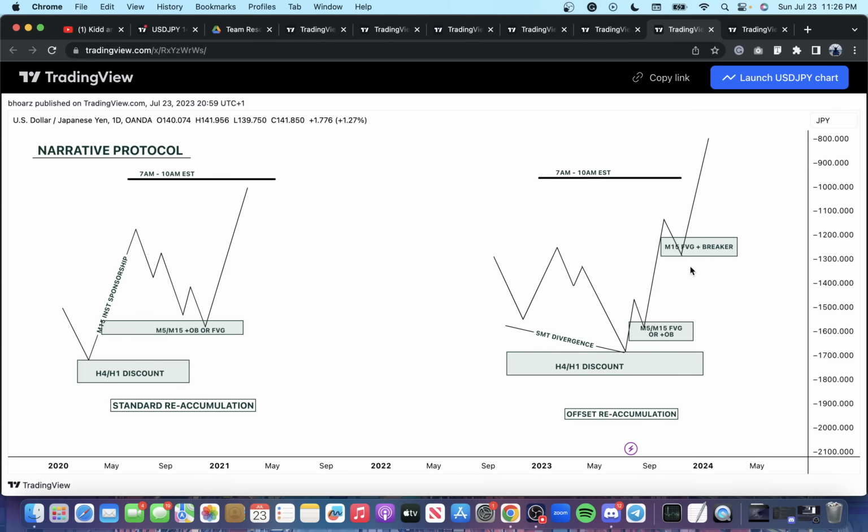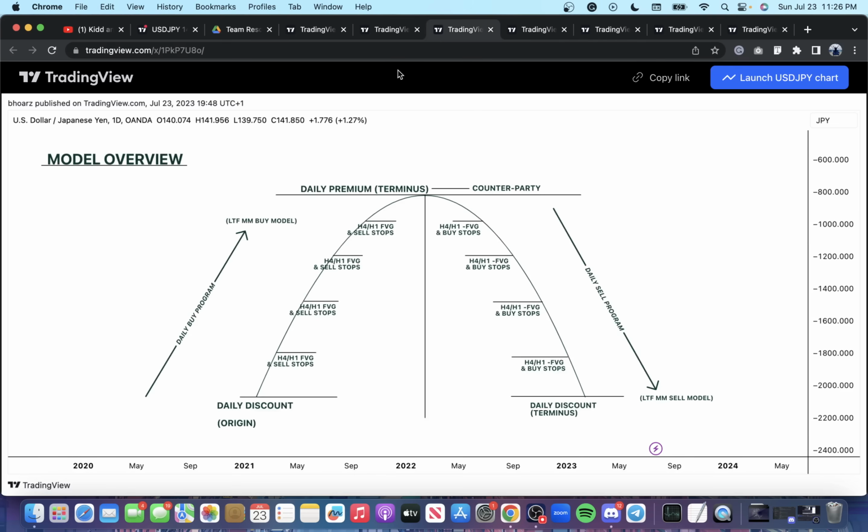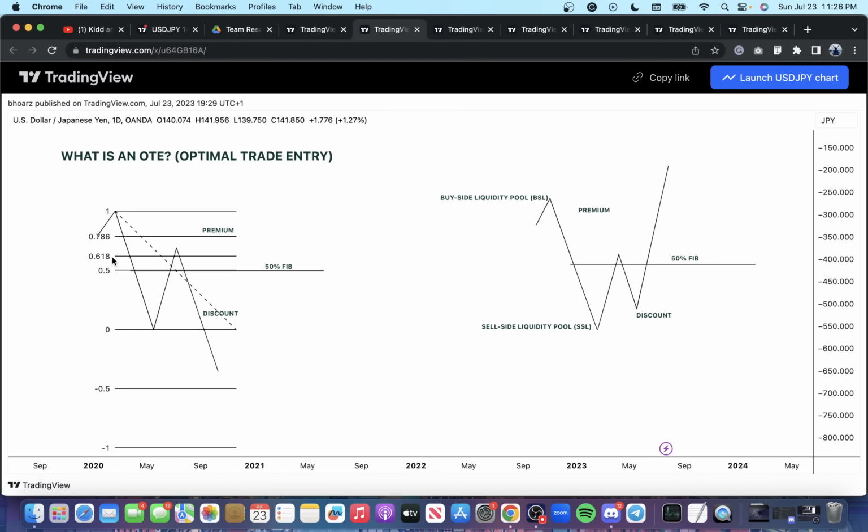So with your standard reaccumulation model, you buy your standard retracement down into your 618 to 786 Fibonacci level. Again, the reason why I have this level on my Fibonacci, you can use this for your Fibonacci. When you're looking to be a buyer or seller, usually anything above the mean of a range is what we'll call premium. Anything below is what we'll call discount. But if you want to refine the range even more, you can use your 786 to 618 Fibonacci retracement level.